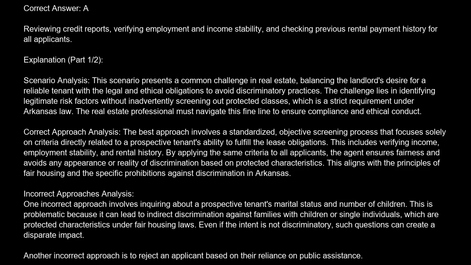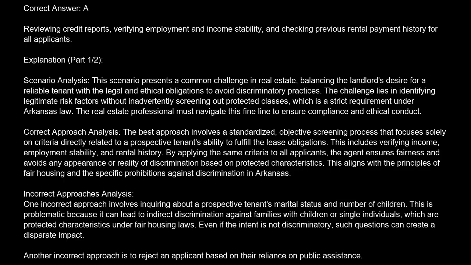This includes verifying income, employment stability, and rental history. By applying the same criteria to all applicants, the agent ensures fairness and avoids any appearance or reality of discrimination based on protected characteristics. This aligns with the principles of fair housing and the specific prohibitions against discrimination in Arkansas.